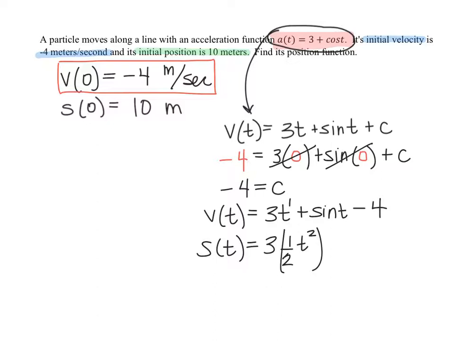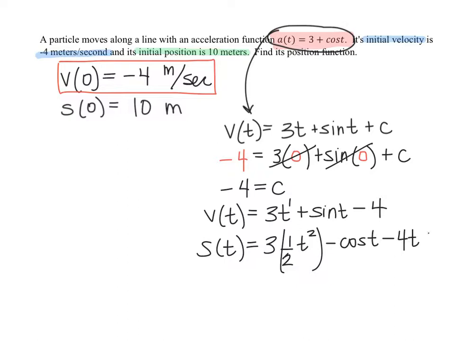Then the antiderivative of sine of t, be careful here because we know it's going to be some version of cosine, but remember, the derivative of cosine would give us a negative sine. And we don't want negative sine of t, we want positive sine of t. So therefore we need to have a negative cosine t for the antiderivative. The antiderivative of negative 4 will be negative 4 times t. And then again, we need a constant.